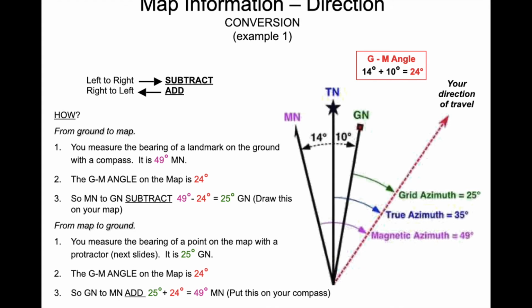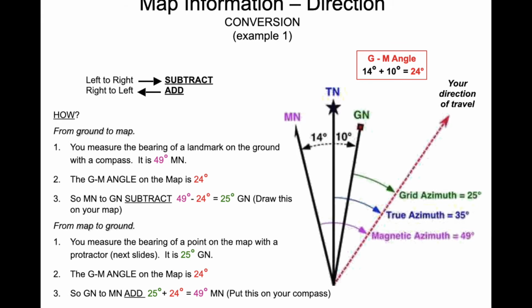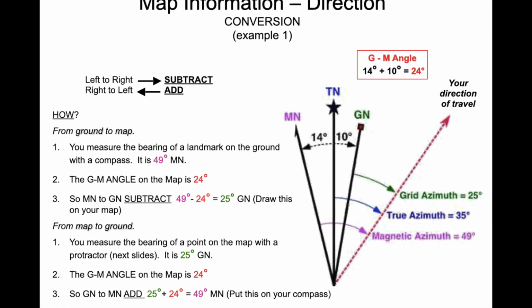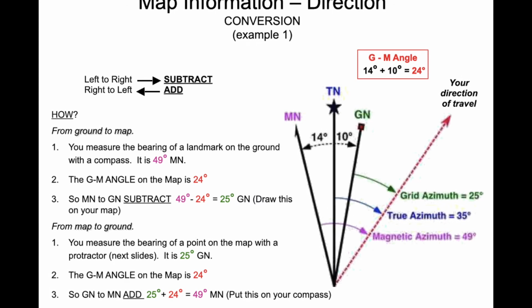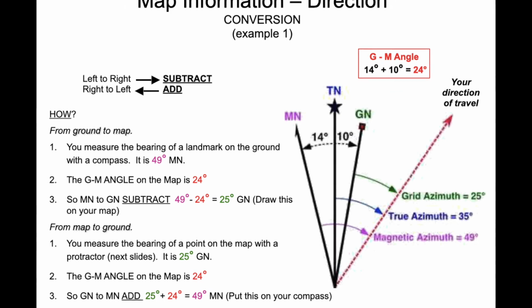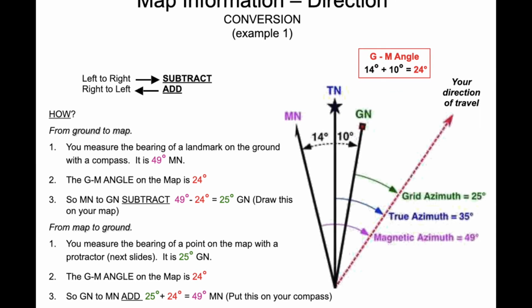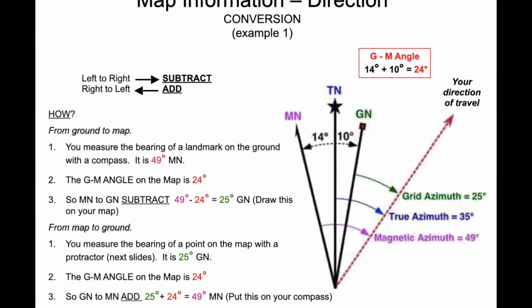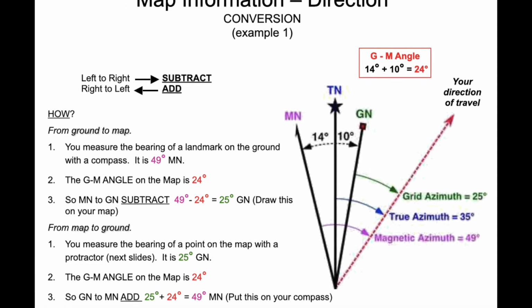Also, fun fact: when you are writing this down on index cards or a piece of paper while you're actually doing this in the field, you're going to want to annotate whether it's magnetic or grid every single time you write down an azimuth. Don't ever write 49 degrees and then just leave it be. You need to write 49 degrees M, magnetic, or MN if you like. Same with grid. If you're working on your map, writing down all these azimuths for your trip, you need to be writing a G next to it.